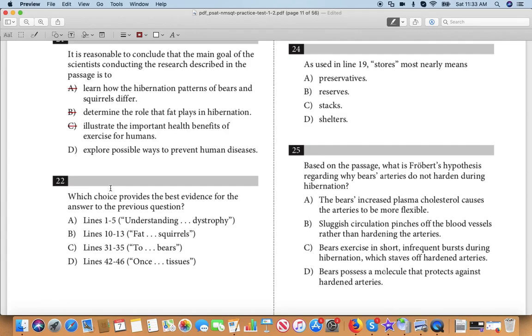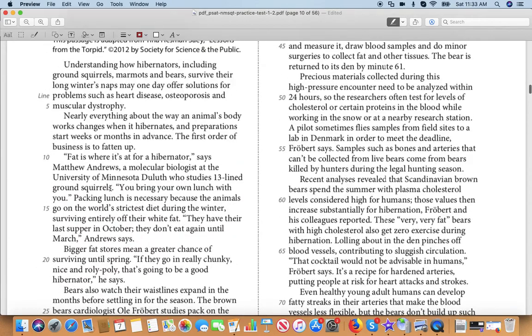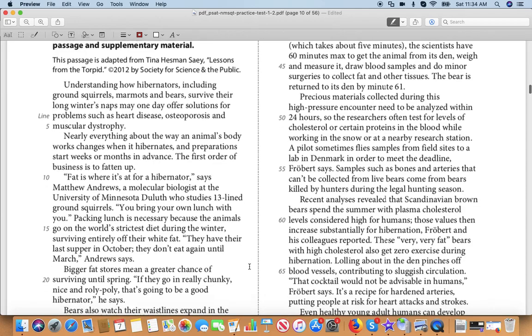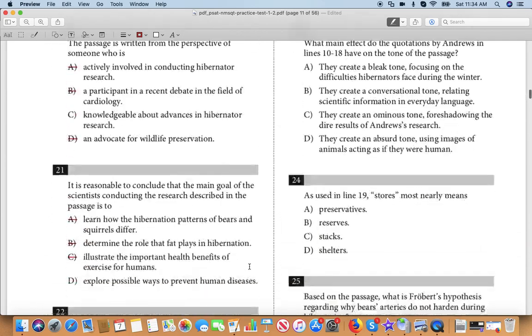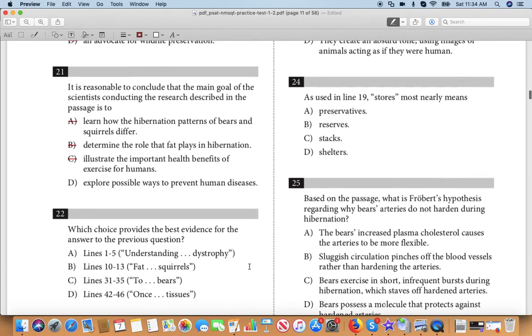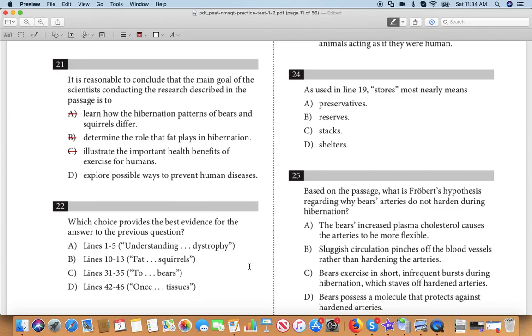Go ahead and read lines 1 through 5. Understanding how hibernators, including ground squirrels, marmots, and bears, survive their long winter's naps may one day offer solutions for problems such as heart disease and muscular dystrophy. How's that? It does say that it may offer solutions for these problems. Does that match up with D from 21? Yes, pretty nicely. Let's keep it.